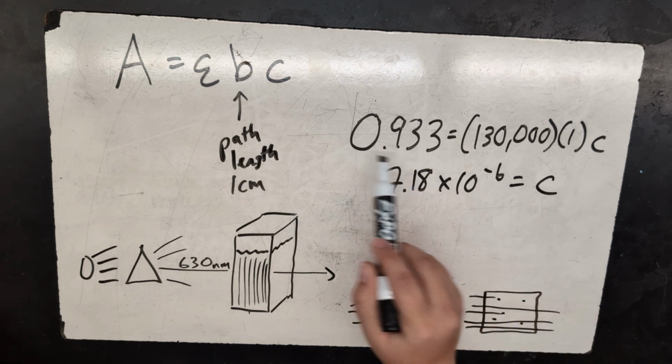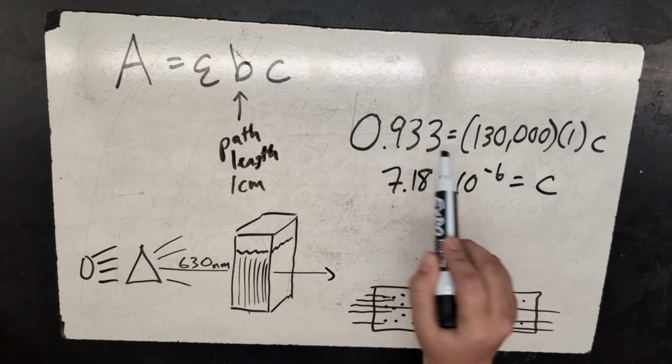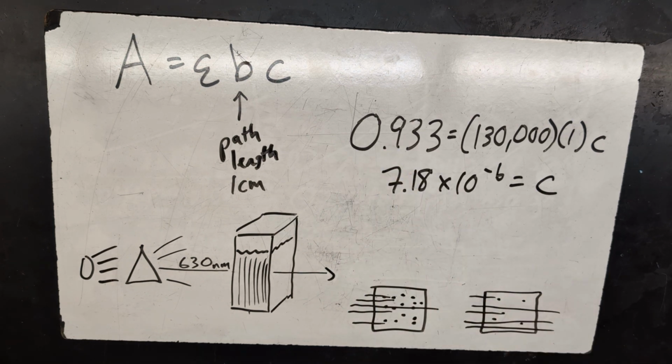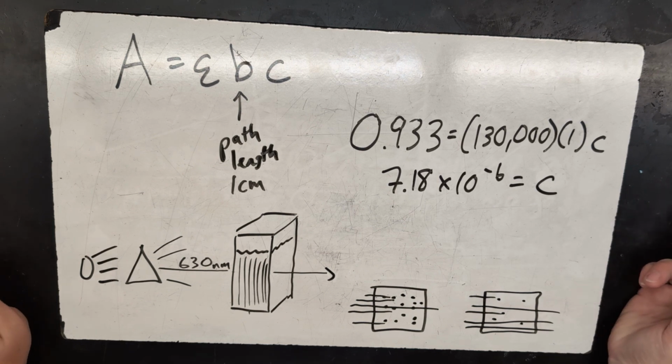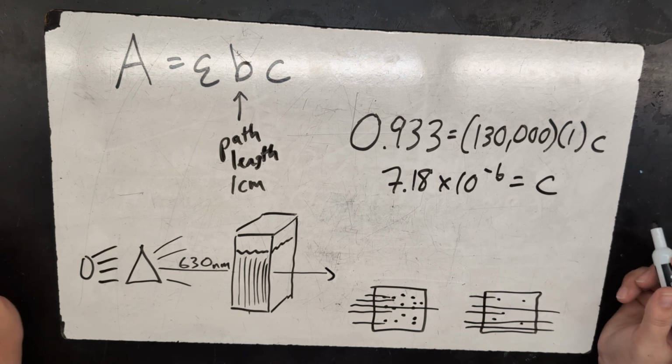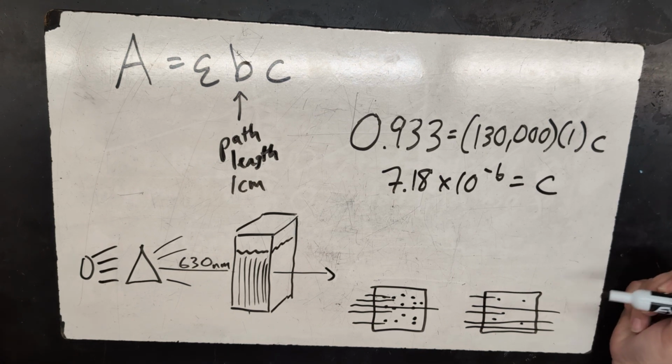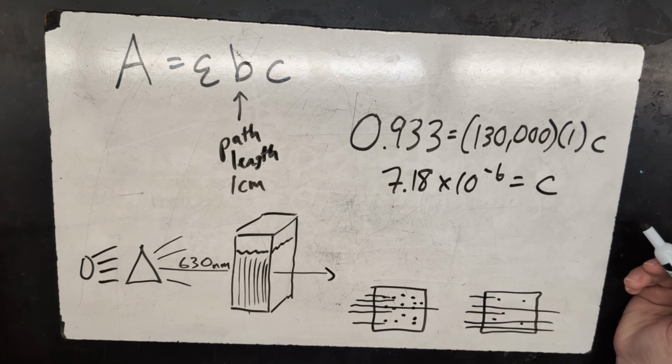So we got a 0.933 as our absorbance for that stock solution. The molar absorptivity constant for this is 130,000. Now that's rough. It's provided in the lab manual that I use, but it is a rough value. It might be a little bit higher, it might be a little bit lower.